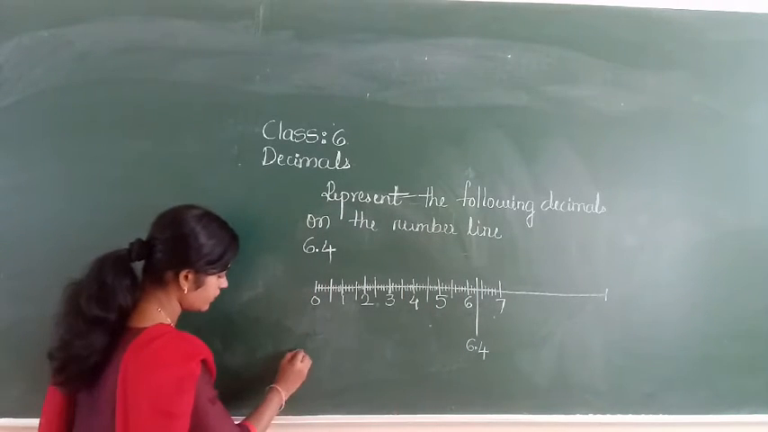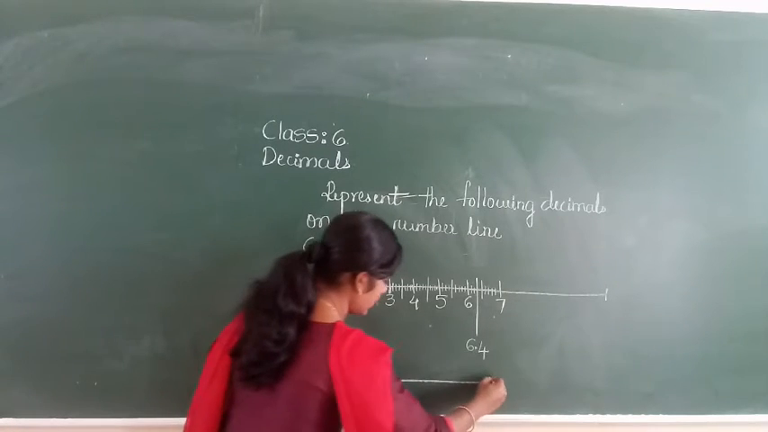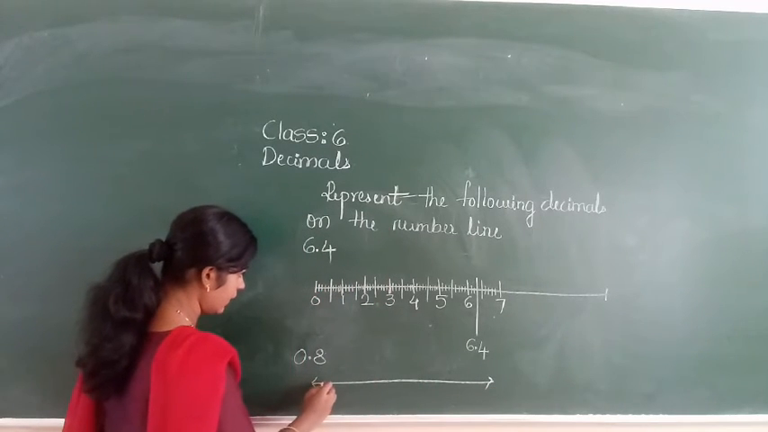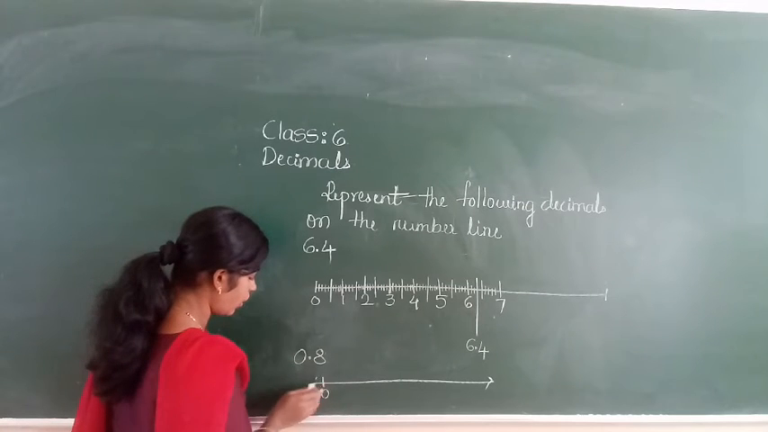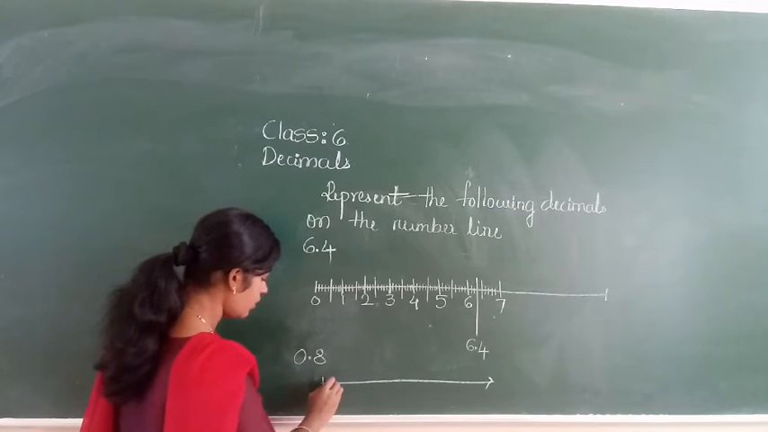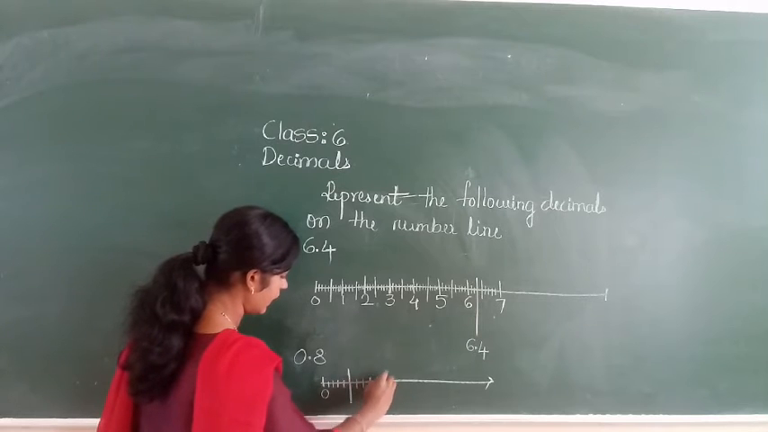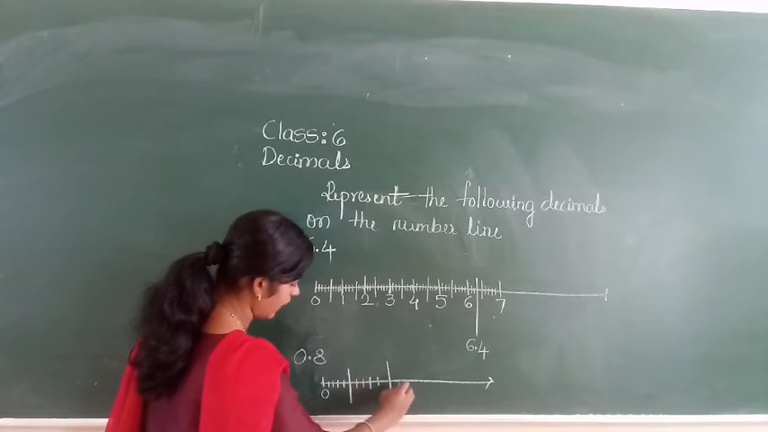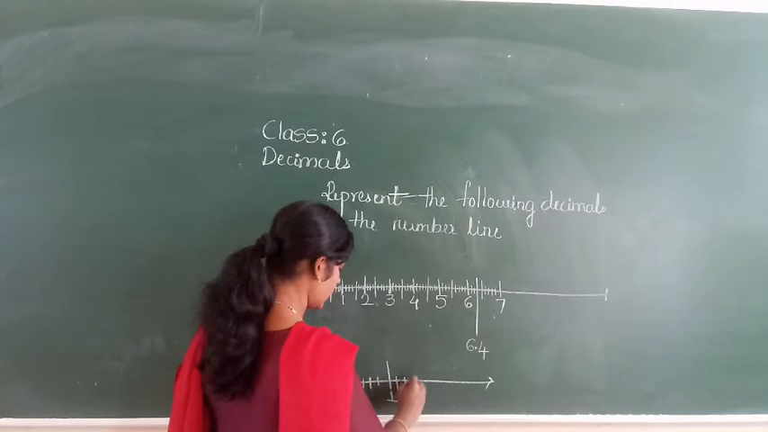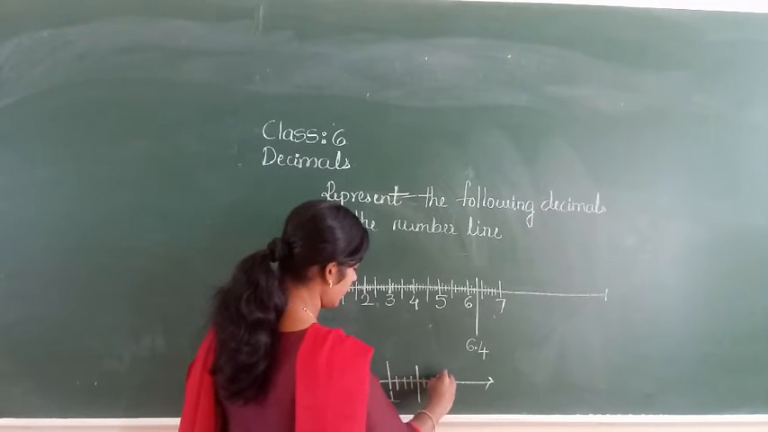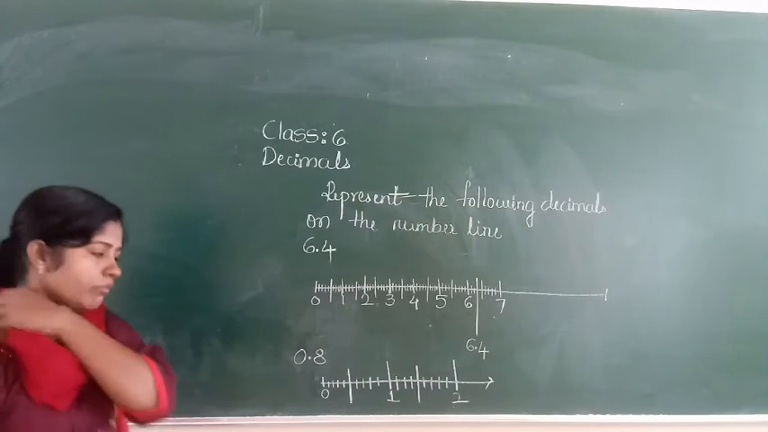0.8 is there. Then draw one more line here, and here you have to start with 0. Draw one line and start with 0, 1, 2, 3, 4, 5, 6, 7, 8, 9, 10. Means it is 1. After that again 10 lines. Here 2 is there. Then tell me, where will 0.8 come?